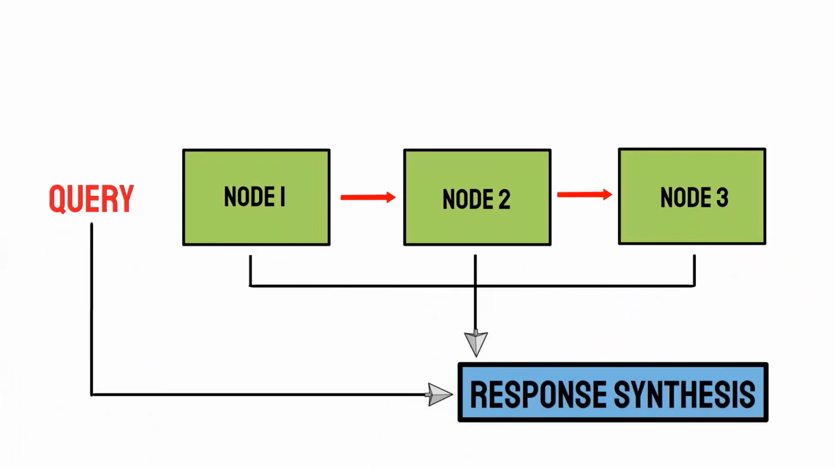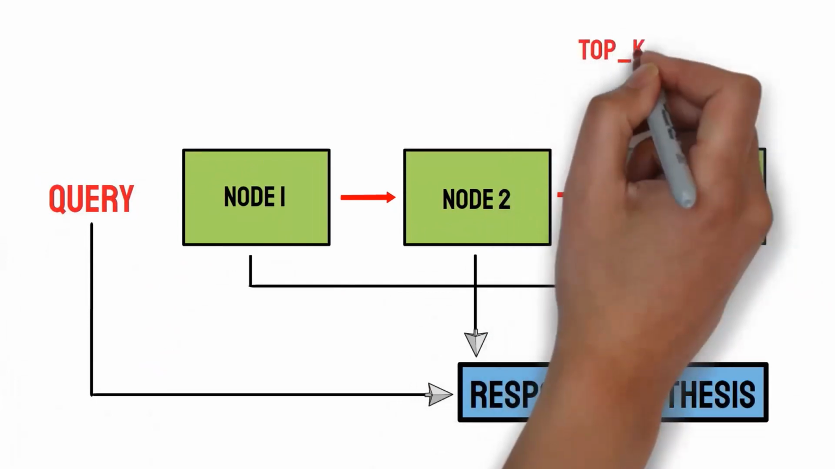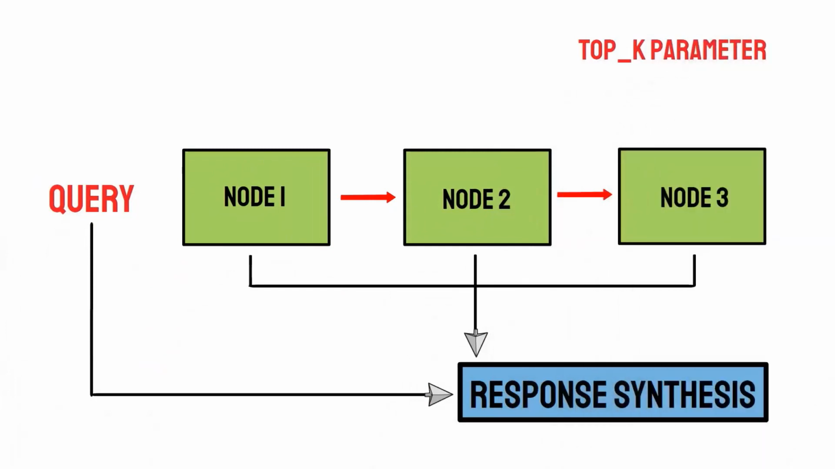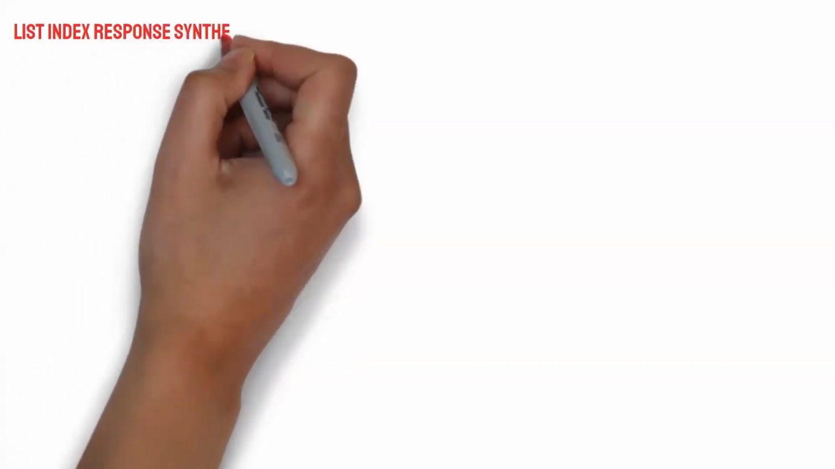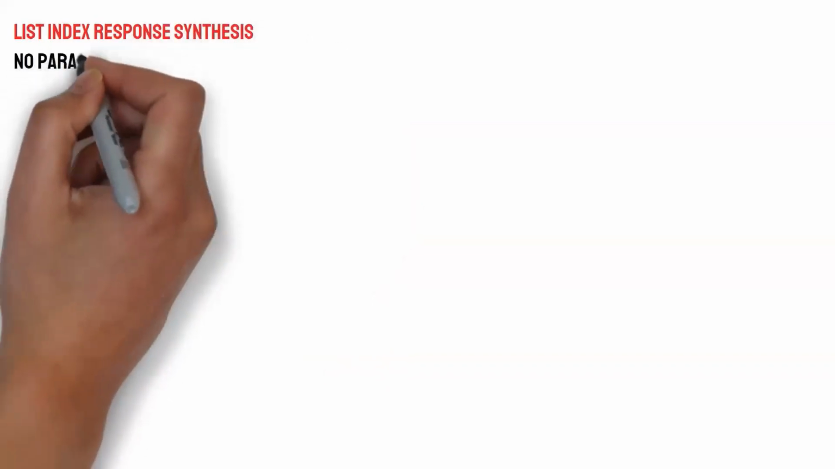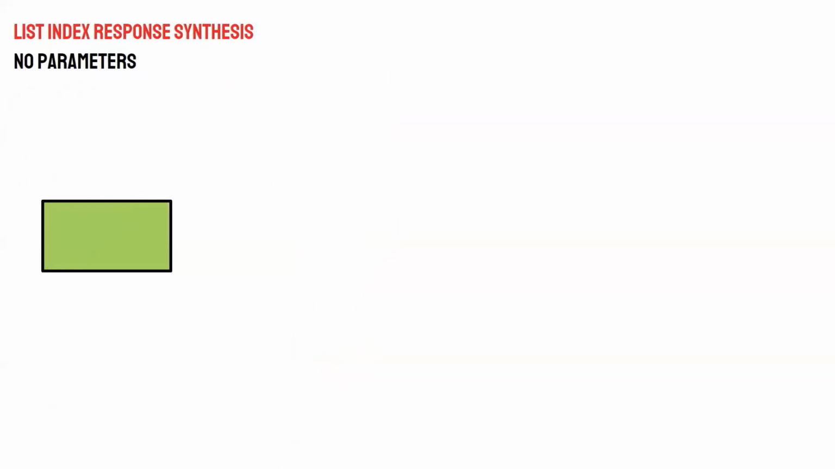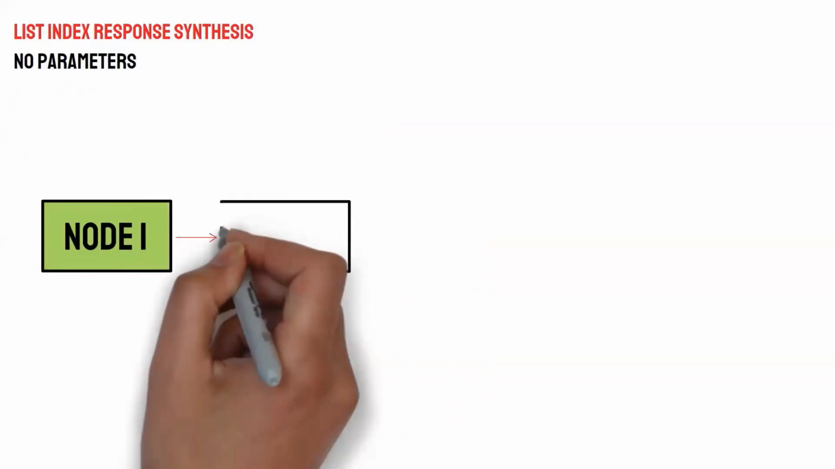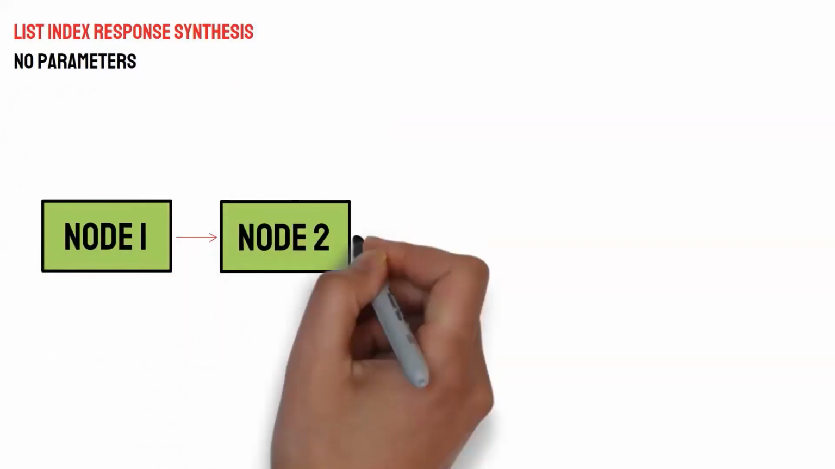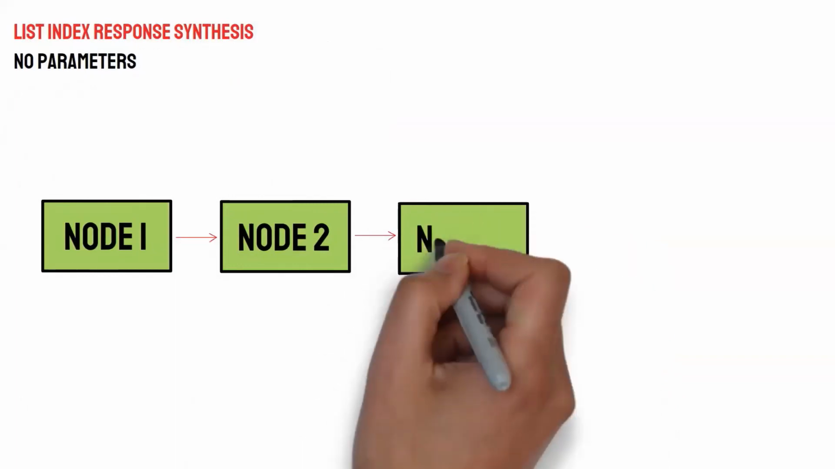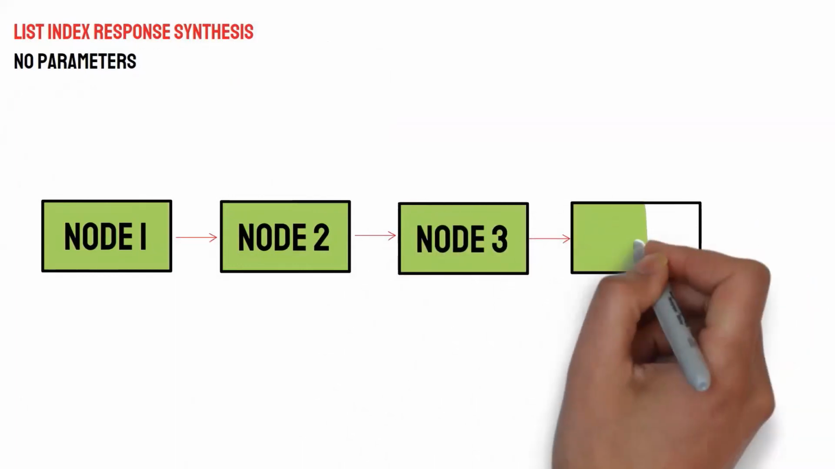An alternative option is to use the similarity top k parameter, which retrieves the top k nodes based on embedding similarity. In the ListIndex response engine module, by default, if no parameters are given, a process similar to the VectorStoreIndex response engine module is followed. This procedure operates across all nodes in the list index without any node filtering.